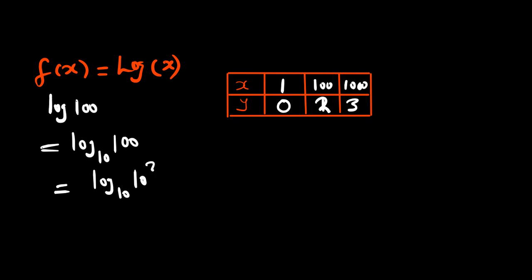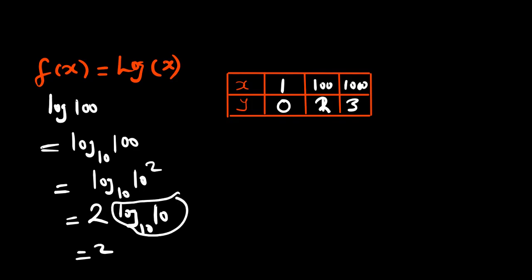10 to the power 2. It means we're multiplying 10 by 10. Now that we've got that, the 2, because it's a power, can drop, so I'm going to have 2 log 10 base 10. And we said this whole expression gives you a 1. Therefore, we're just going to remain with a 2. That's the 2 that we've written there.